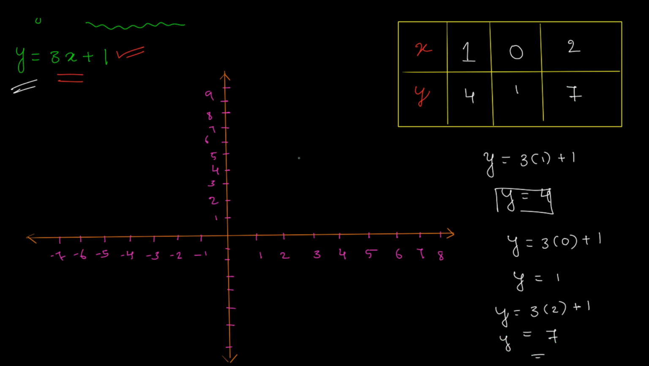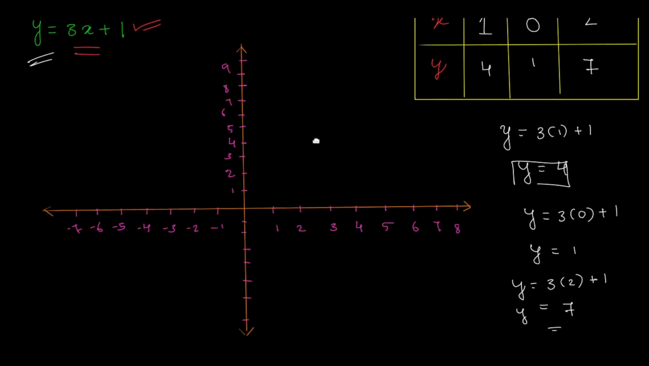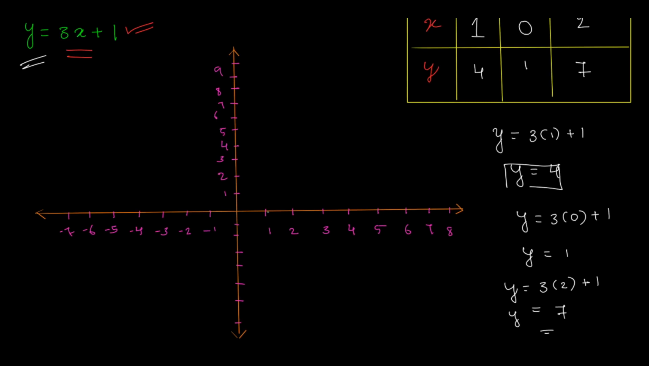Let me try to plot this on the graph now, right? So for x equal to 1, this is x equal to 1 right here, y happens to be equal to 4. So it's somewhere at that point right there. This graph is not really accurate, but yeah, approximately I've drawn something.